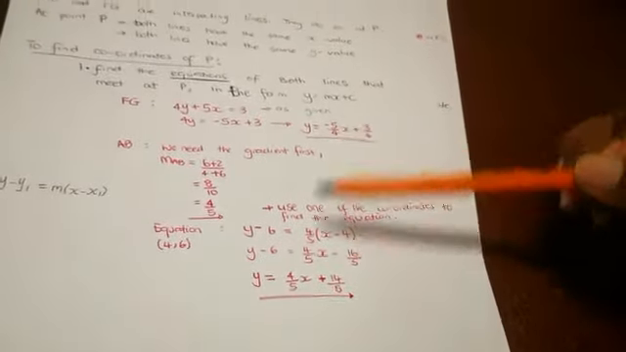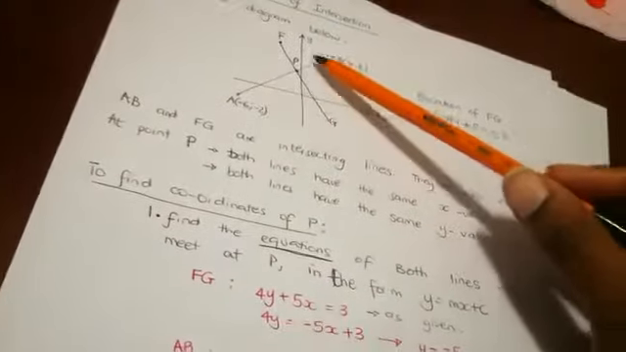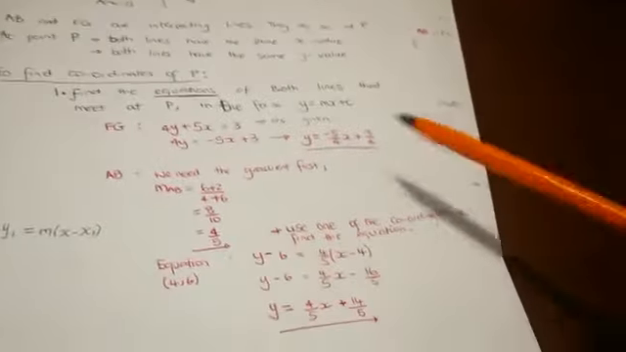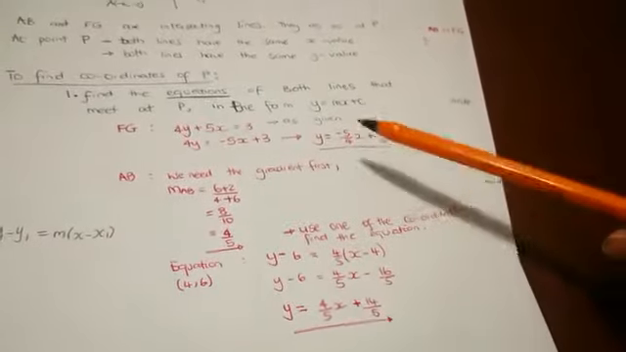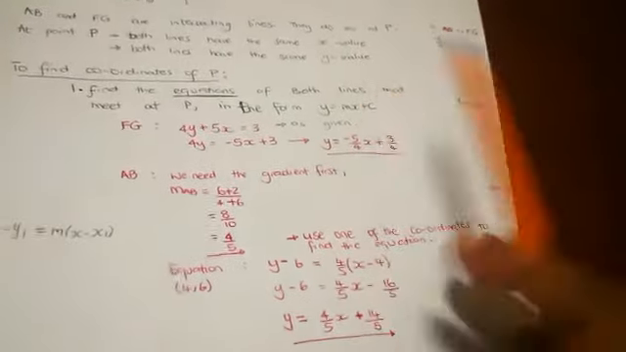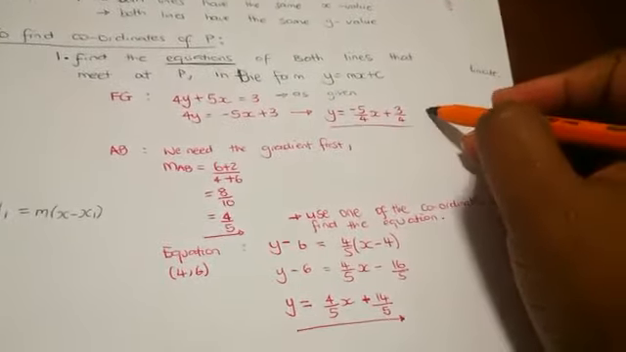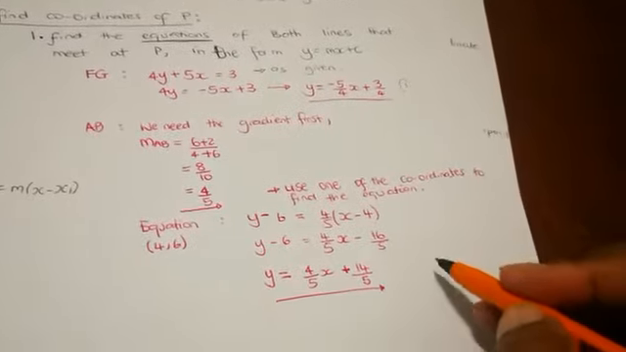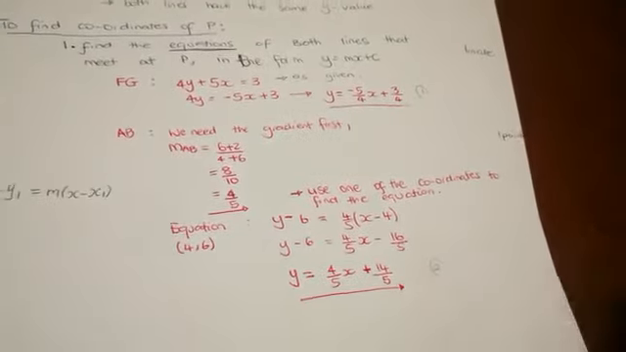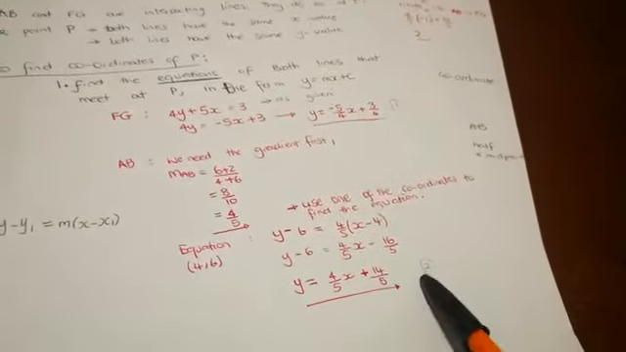Right, so now I've got the two equations. Remember, we said at point P the two equations are equal, so that means we are going to solve these two simultaneously. Now you guys have solved simultaneous equations. So this will be your equation 1, and this will be your equation 2, and then you just solve simultaneously. You can use any of the methods to solve simultaneous equations.